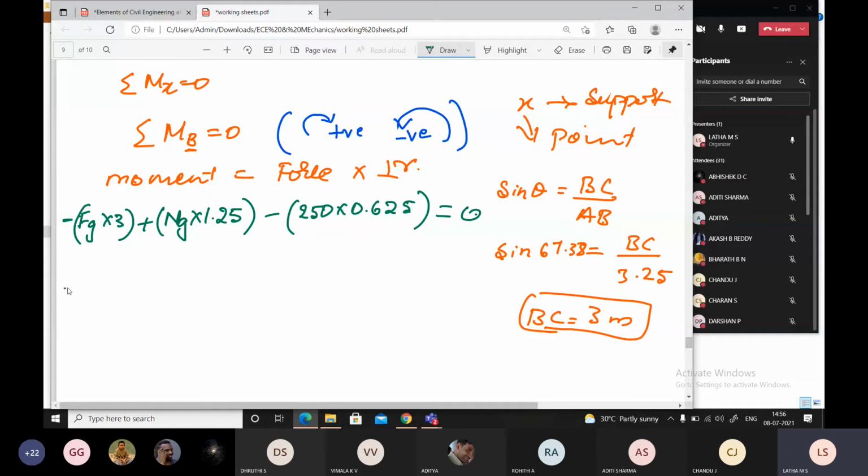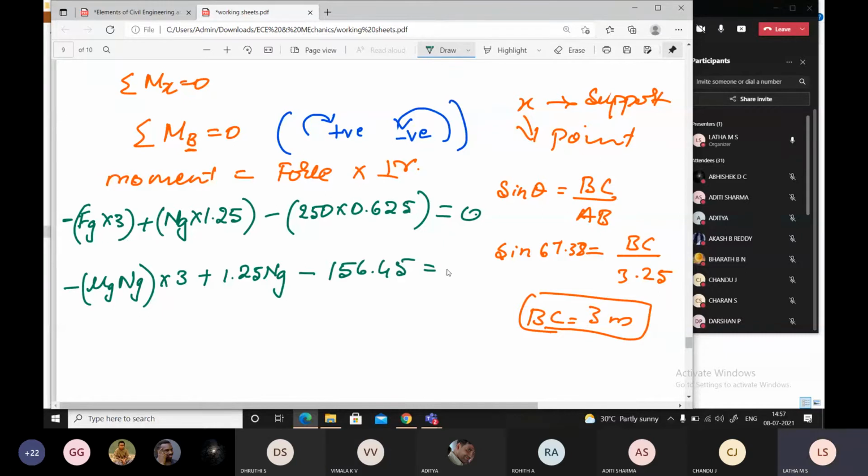Right. So how can I write Fg? Mu g into Ng, correct, by the definition. Into 3 plus 1.25 Ng minus, what is the simplification of 250 into 0.625? 156.25, ma'am.